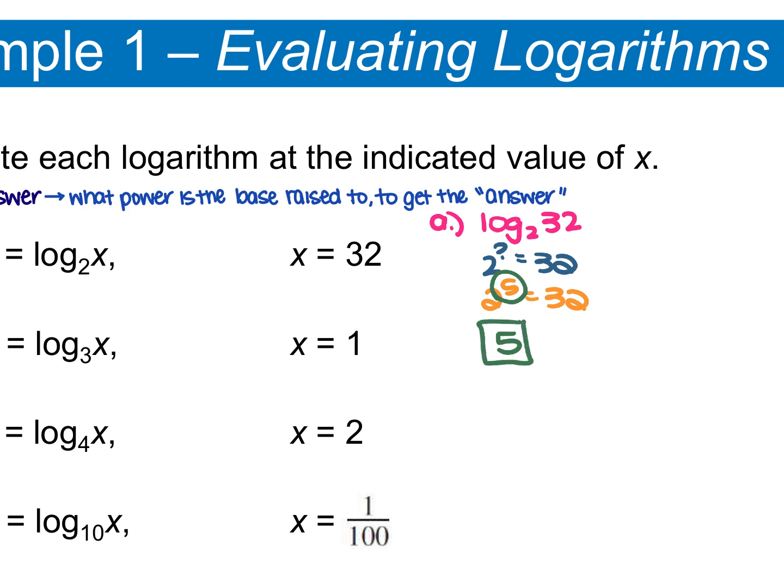For example B, you have f of x is equal to log base 3 of x, where x is 1. So that means you have log base 3 of 1. Rewrite it to where it's 3 to what power is equal to 1? Well, anything to the power of 0 is 1, so 3 to the power of 0 is equal to 1. So that 0 is your answer.